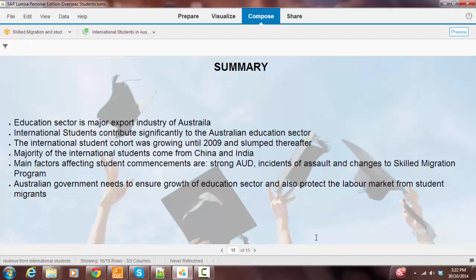So based on upward and downward trend over the decade, we can see that government has to cater for growth of education sector. At the same time, protect the labor market from student migrants for which skills are already available in Australia.